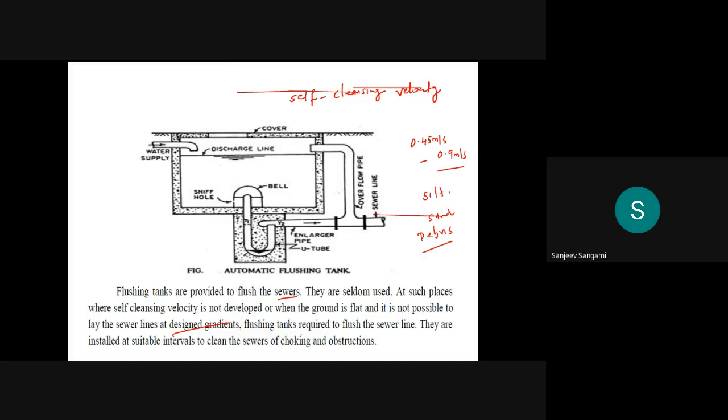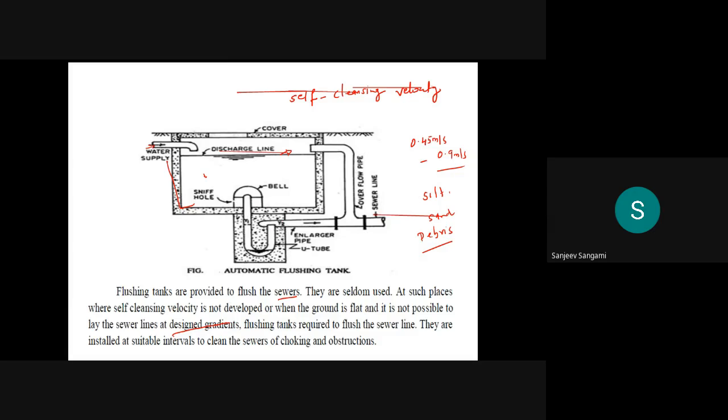Of course, these are installed at suitable intervals by seeing the design. We have to design it properly. Where is the location of these flushing tanks? Then when it comes to the working of the sewer lines, you can see this is the construction where your line is there. This is one type of U construction, and the water required for this is entering here.